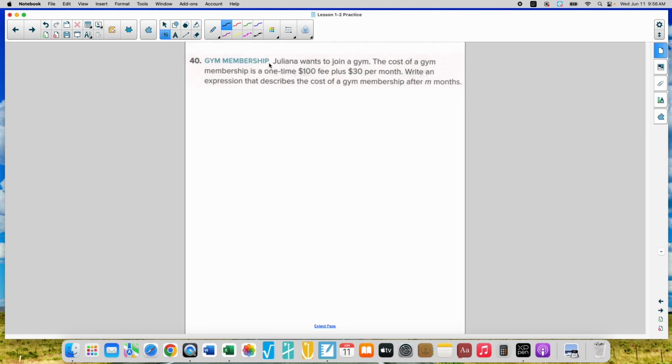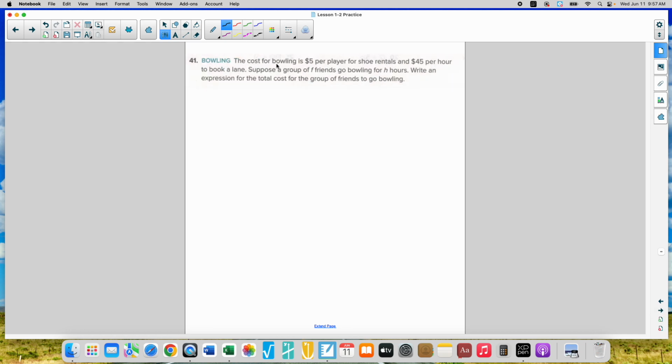Gym membership. Juliana wants to join a gym. The cost of a gym membership is a one-time $100 fee plus $30 per month. Write an expression that describes the cost of gym membership after m months. So if it's $30 per month plus the $100 membership fee, you would get 30 times m plus 100.